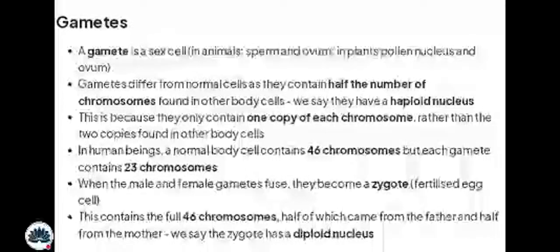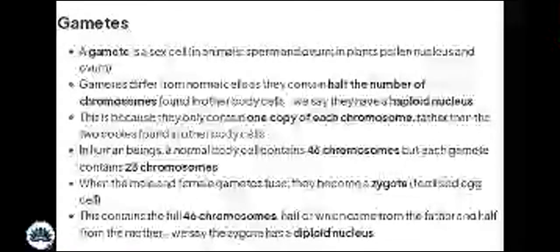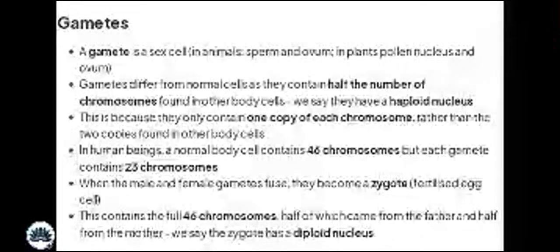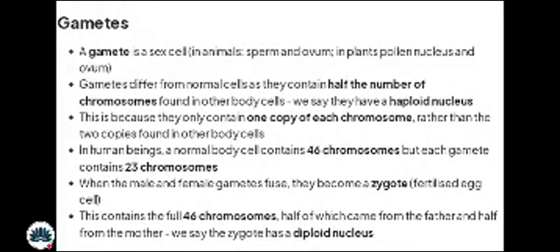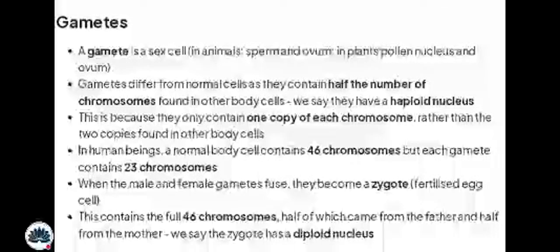So what are gametes? Gametes differ from normal cells and they contain half the number of chromosomes found in other body cells, we say they have a haploid nucleus. What is the total number of chromosomes in one nucleus of the body? There are 46 chromosomes, and the 23 pairs of chromosomes make a total of 46 chromosomes.